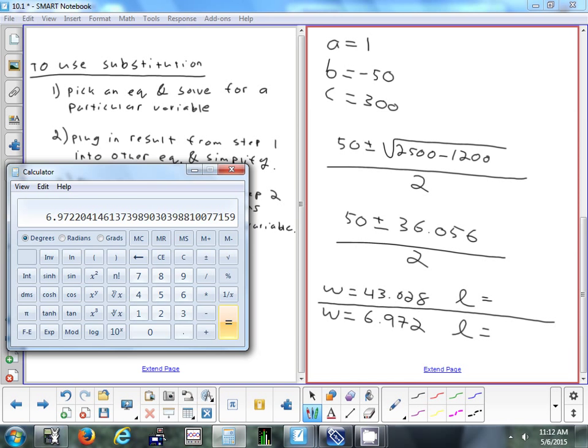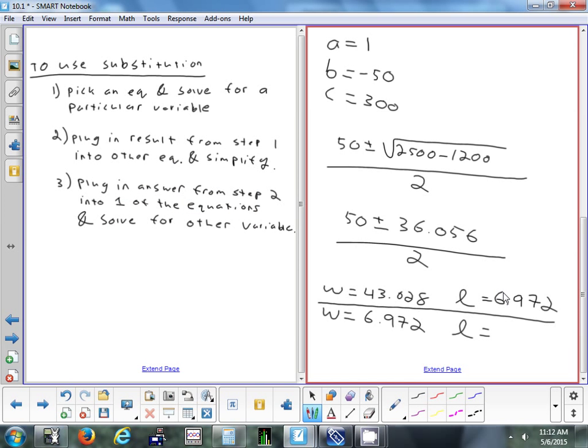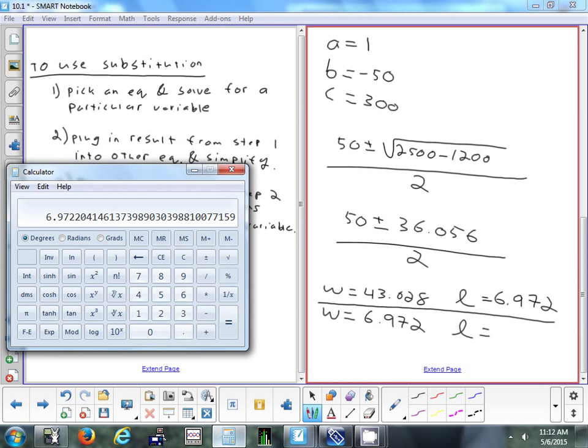6.972. Okay. Any guess what the other length is probably going to come out to? Darren? 43. Yeah, it's going to come out to 43.028. Wait, so I'll just show you. Take 300, divide by 6.972. Okay, this comes out to 43.029 because of the rounding, but basically the same thing.